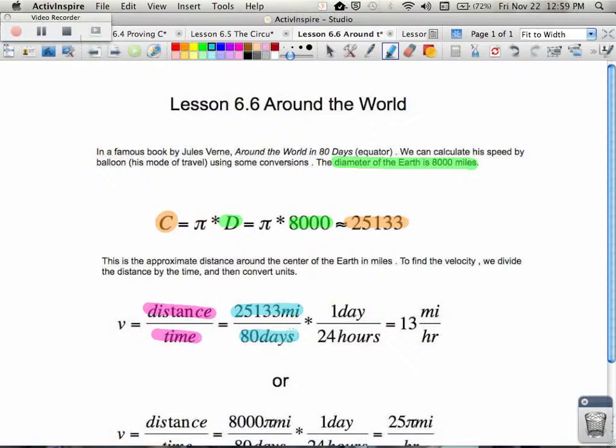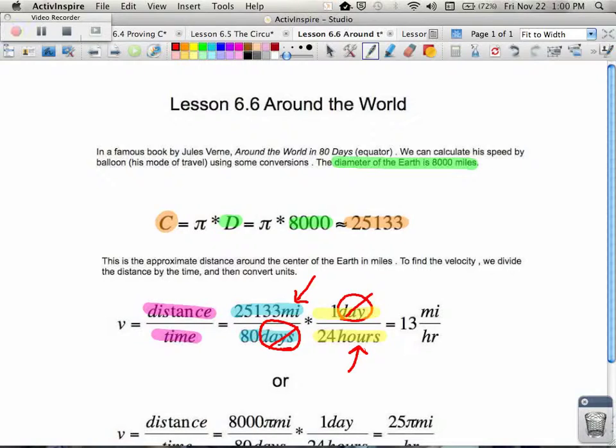But to me, that doesn't really make a lot of sense. So what I do is I convert it. I see that I have down below here these days that I don't really want to have. So to take care of that, I know that one day is the same as 24 hours. So I multiply by the conversion factor of 1 day for every 24 hours, which you see highlighted here in the yellow. And what happens is that my labels that you see in the red circles cancel out, and now I have miles per hour.